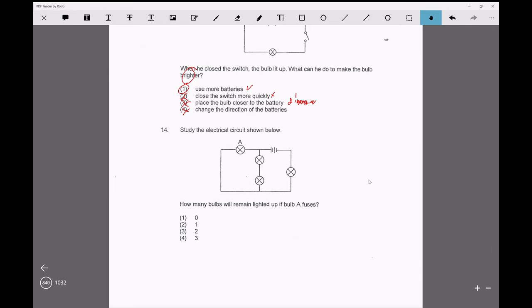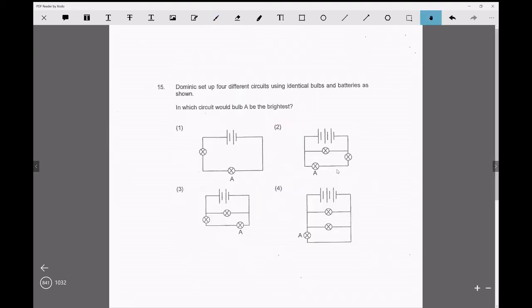Okay, let's have question 14. They say bulb A fuse, right? Fuse means spoiled already, electricity cannot pass through. However, even if electricity cannot pass through, you still have a closed circuit here, right? So all 3 of them will still light up. Okay, so it's a trick question. Doesn't affect. They have an alternative pathway.